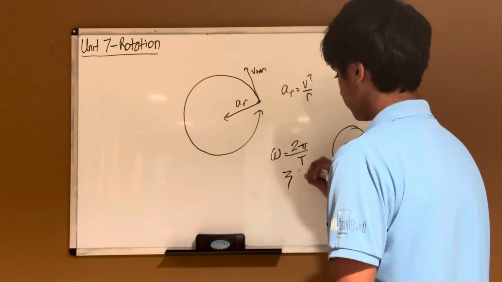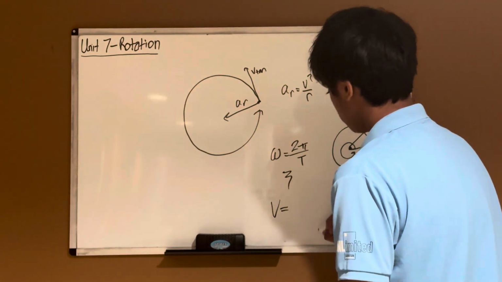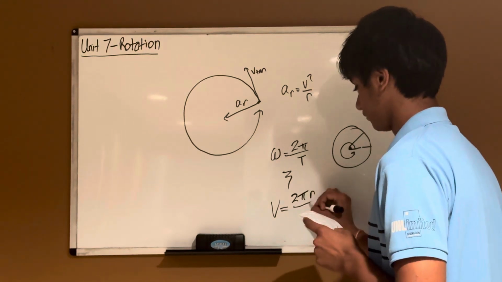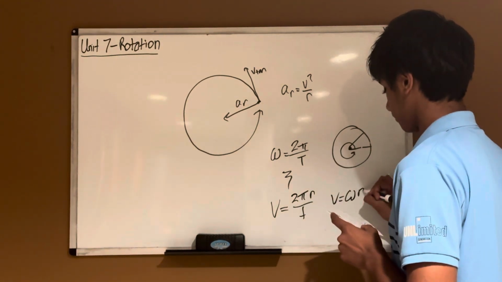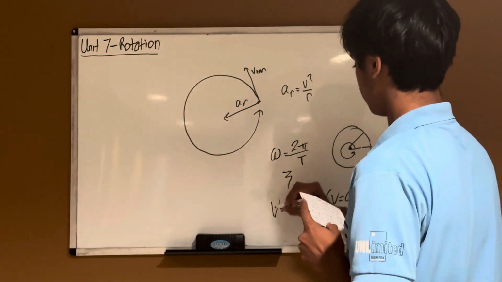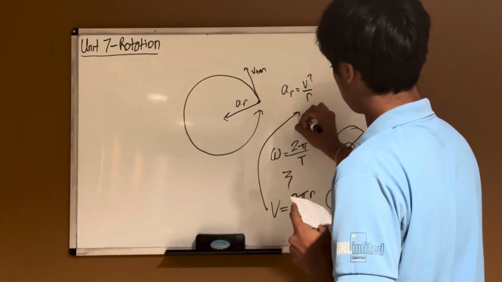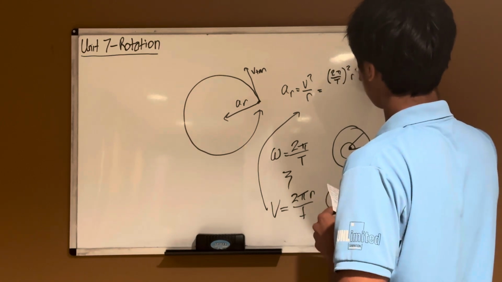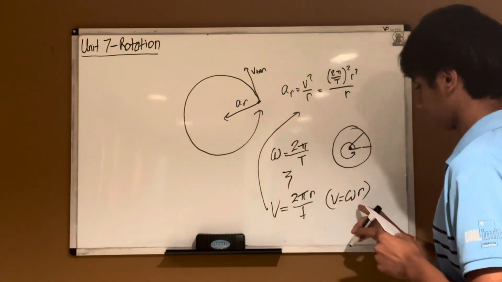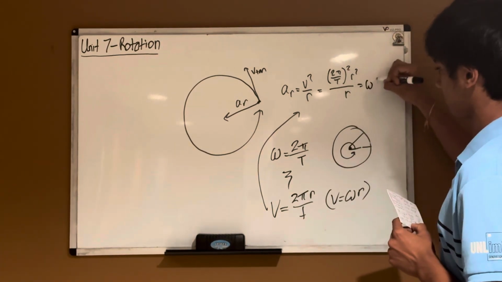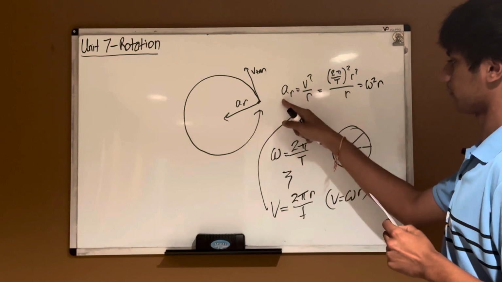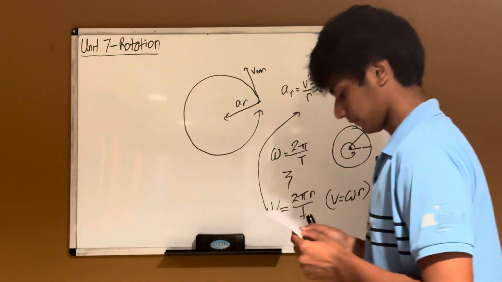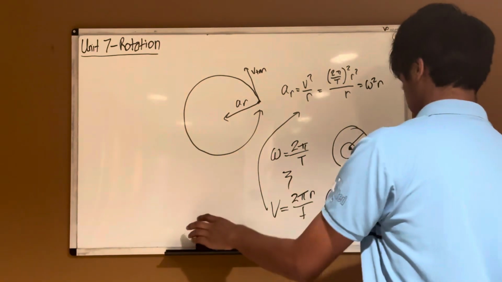So we have this formula, and we can say that velocity is equal to 2 pi r divided by t. Again, this is just based on our formula, velocity equals omega times r. Now if we plug this into here, we get (2 pi over t) squared times r squared, divided by r. 2 pi over t is omega, so again, omega squared times r. So radial acceleration is equal to omega squared times r, which is another useful formula to know that you can also derive fairly easily.